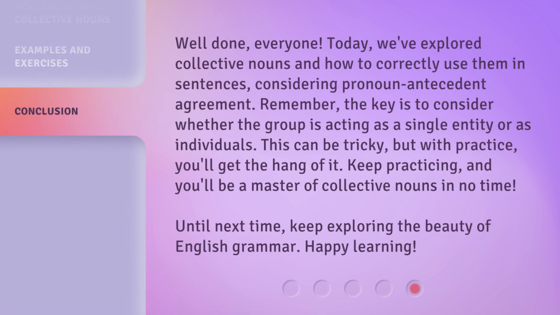Well done, everyone. Today, we've explored collective nouns and how to correctly use them in sentences, considering pronoun-antecedent agreement. Remember, the key is to consider whether the group is acting as a single entity or as individuals. This can be tricky, but with practice, you'll get the hang of it. Keep practicing, and you'll be a master of collective nouns in no time.